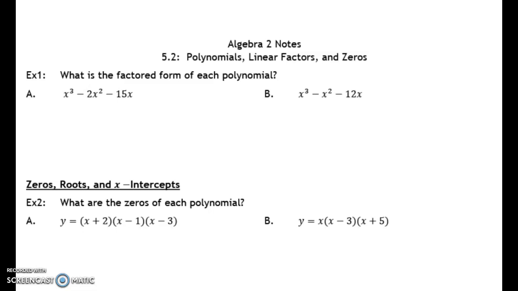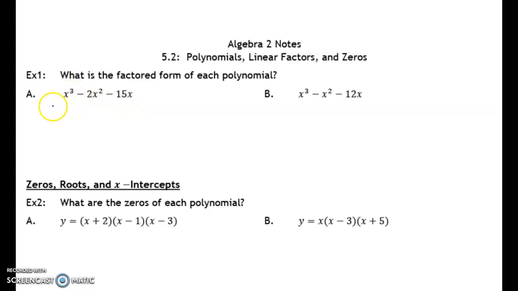Algebra 2 notes, 5.2 polynomials, linear factors, and zeros. What is the factored form of each polynomial? Think back to chapter 4. We did a bunch of factoring. Most of our factoring was with a quadratic trinomial, so x squared and 3 terms. But this one has a cubic trinomial.